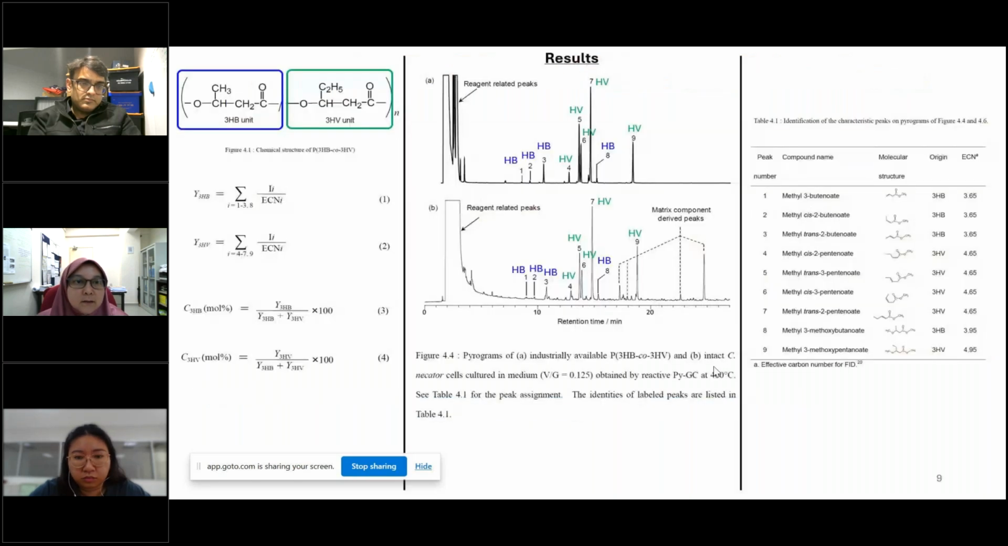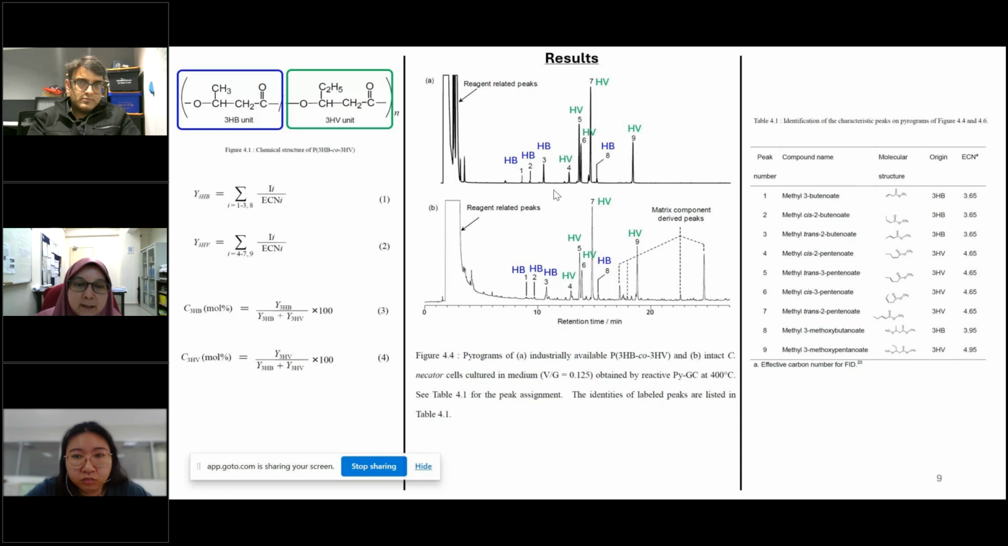Okay, so the results. This is the chemical structure of HB and HV. It is in a polymeric form, a very long chain connecting co-monomers of HB and HV. So using this formula calculation, we are able to calculate how many percent of HB monomer unit and how many percent of HV monomer unit are inside the accumulated biodegradable polymer inside the bacteria.